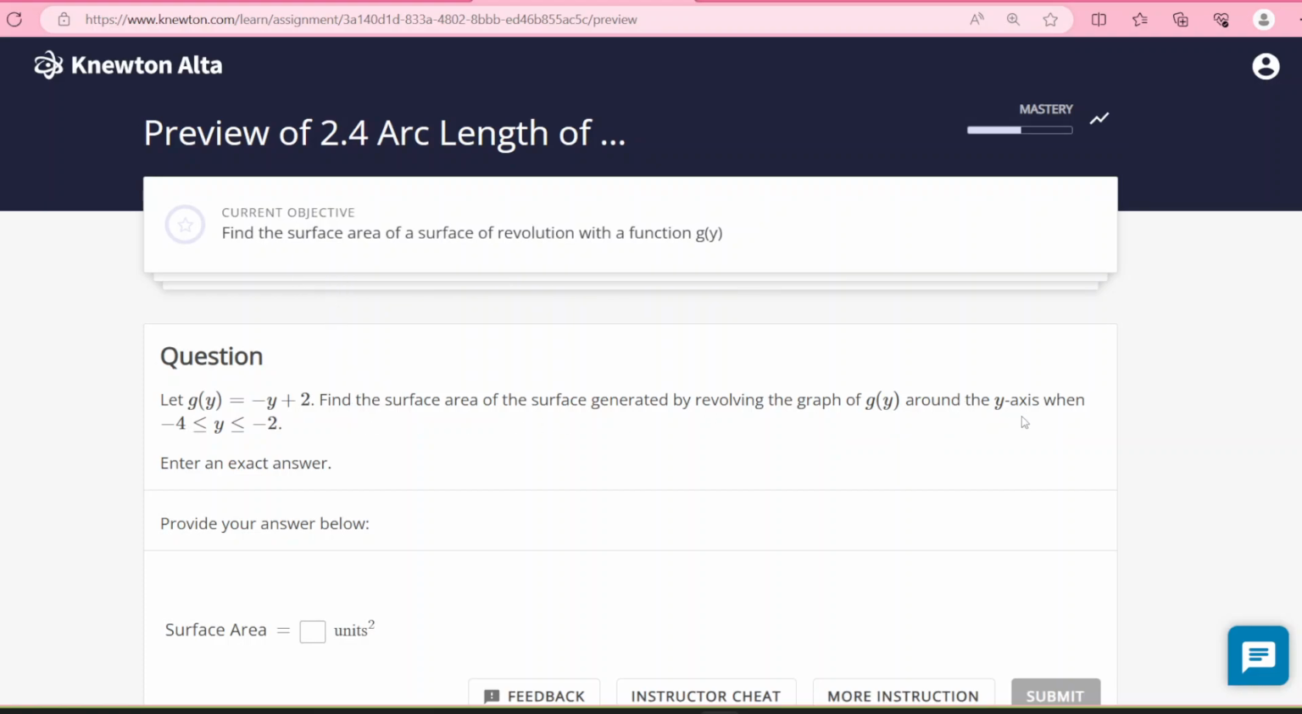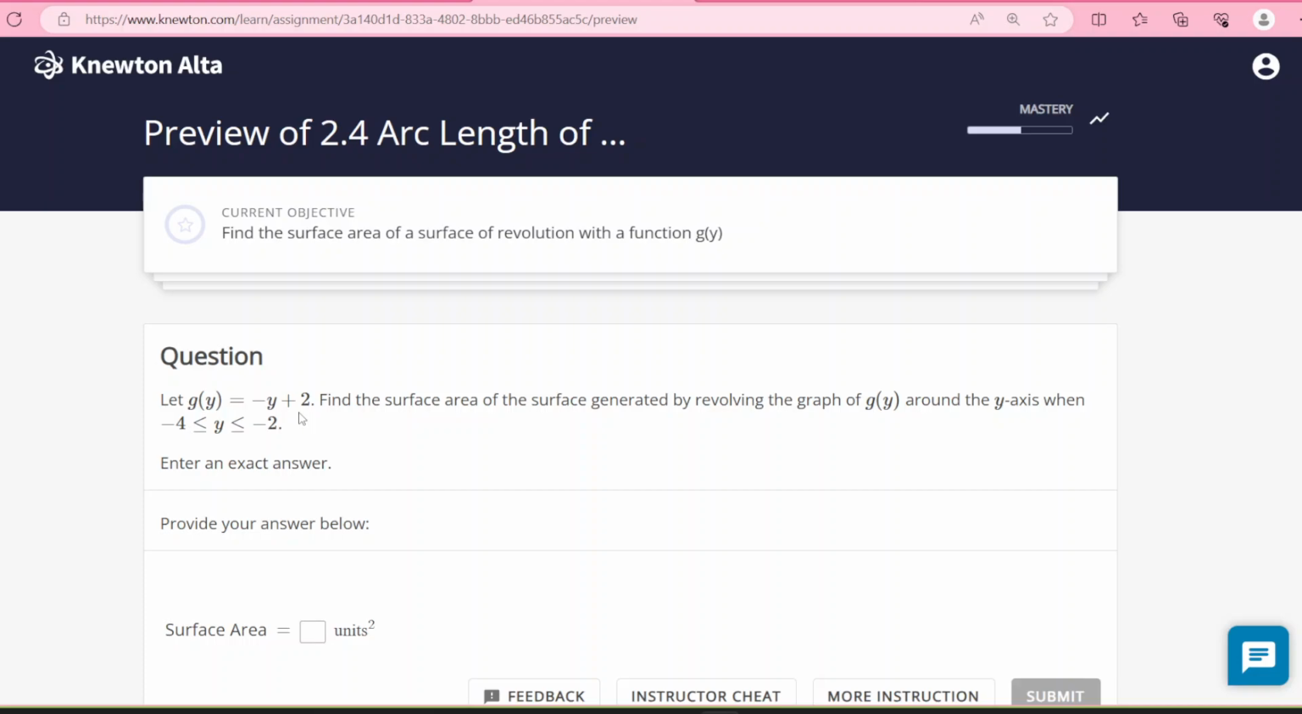So here's one where we're wrapping around the y-axis. So let g of y, now this is just a straight up line, a linear function, but it's not arc length though. If it were just an arc length problem, like in the first half of this video, that'd be real simple. But I am rotating this around the y-axis and creating a big surface, and finding the area of that surface.